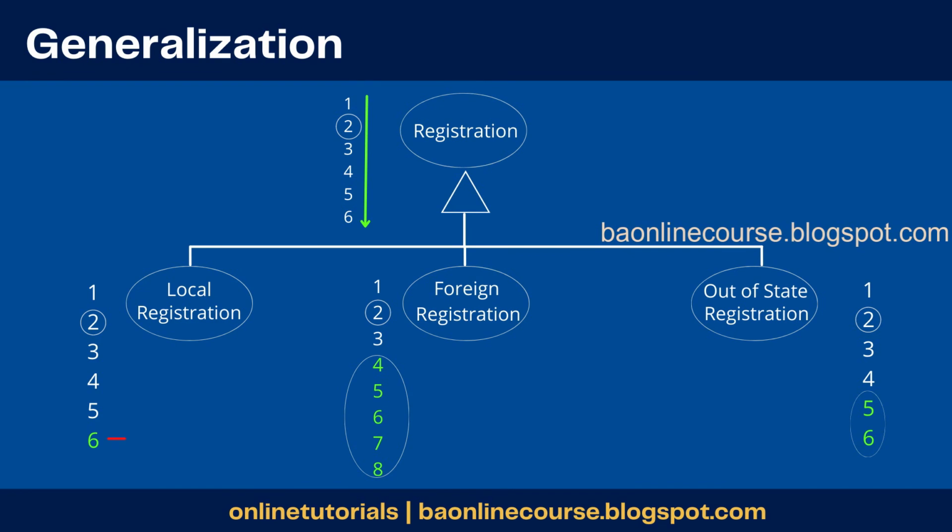So you would say, the primary flow for the parent use case would have these 6 steps. But for local registration, in the primary flow, you would say step 1 to 5 refer to registration, and step 6 you list down here, right? Similarly, for foreign registration, you would say step 1 to 3 refer to registration, and 4 to 8 you can list down in the child use case. For out of state registration, step 1 to 4 refer to the registration use case. Step 5 and 6 you can list down here. Okay, so that is how it will help you.